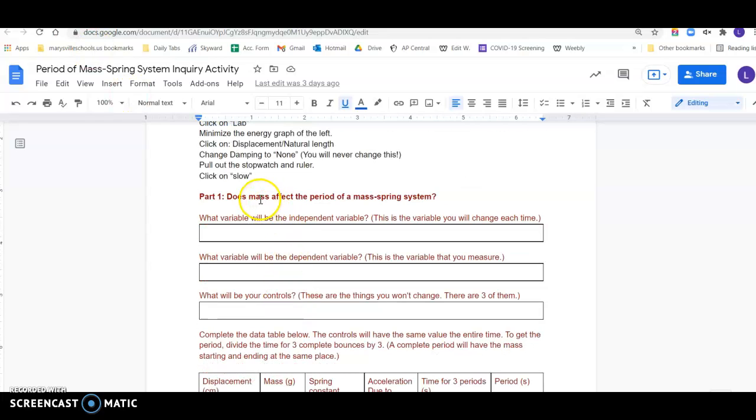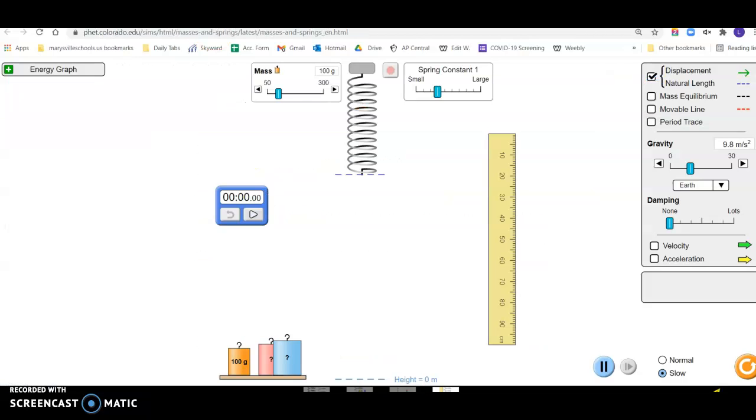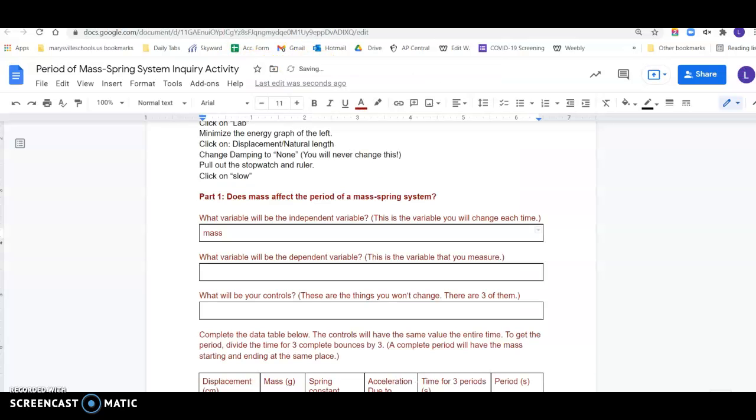The first thing asks us, does mass affect the period of a mass spring system? So that means mass is going to be the independent variable. That's the thing we're going to change. So we're going to start with the smallest mass. It doesn't really matter if you pick 50 or not, but start with a small mass. The dependent variable, the thing we're measuring each time, is going to be the period.